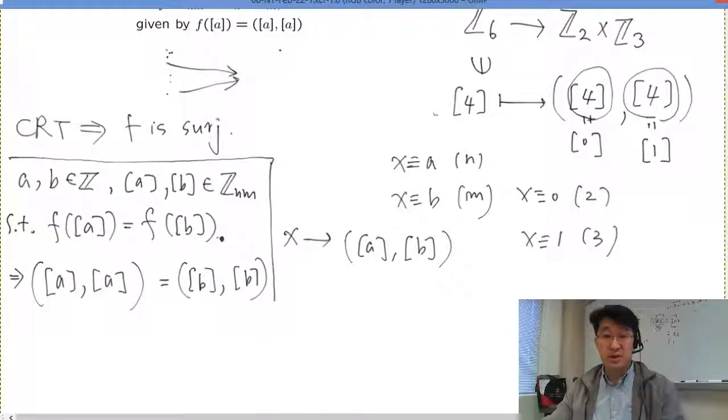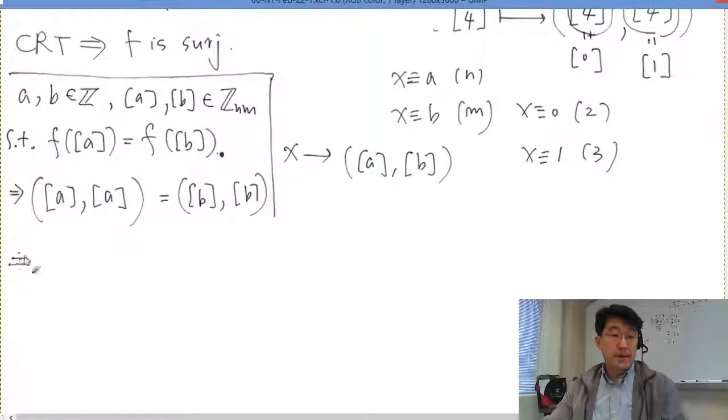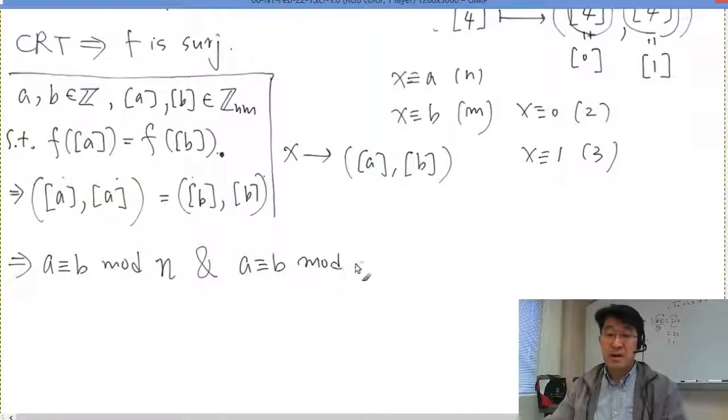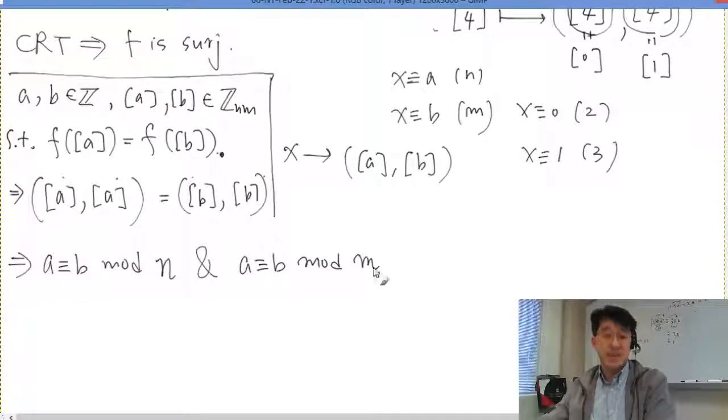If they're equal to each other, by comparing the first slot, what do we have? A is congruent to B mod N. That's the first slot. By looking at the second slot, A is congruent to B mod M. This is what it entails in terms of congruence, so that we understand better from this cryptic situation. All right.